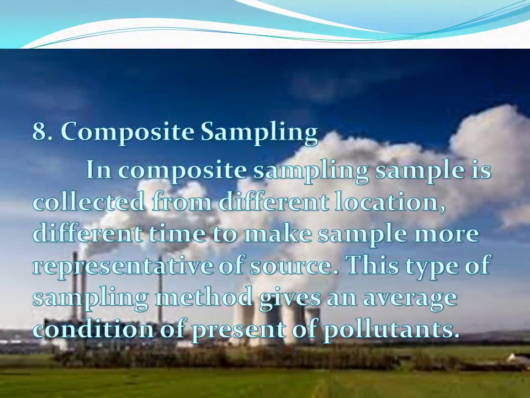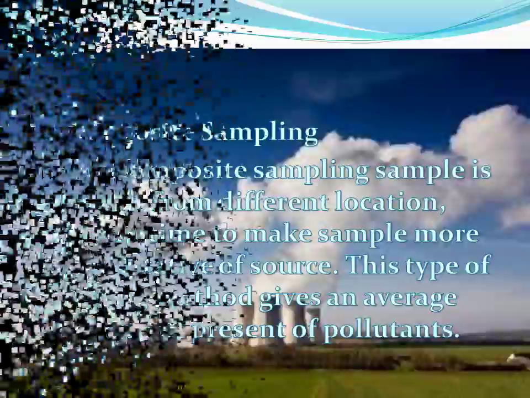Composite sampling. In composite sampling, samples are collected from different locations and different times to make the sample more representative of the source. This type of sampling method gives an average condition of the presence of pollutants.